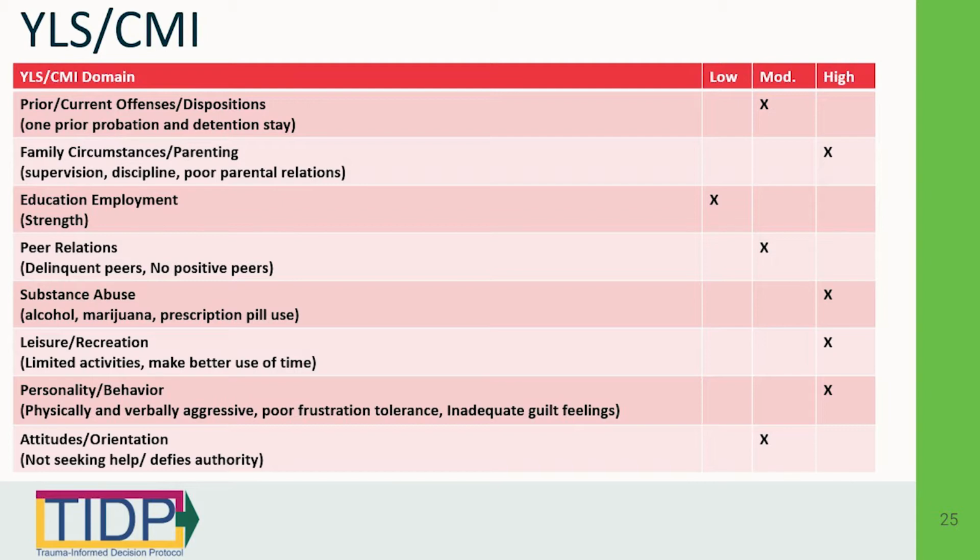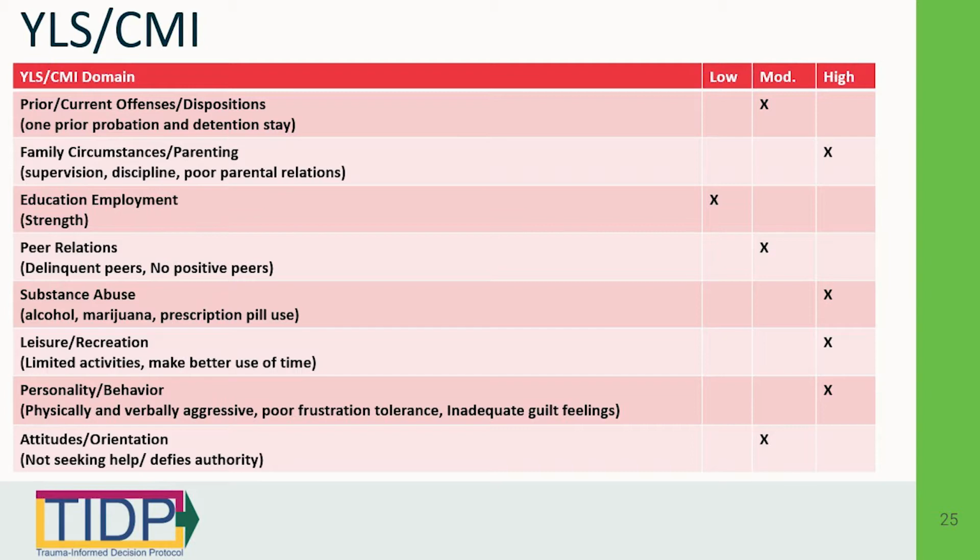Not surprisingly, likely given that description that I just provided, AJ scores in the high risk range for future delinquent behavior on the YLS CMI. And you can see here that he has a number of moderate and high need areas, including a moderate score on prior and current offenses, where the item level indications acknowledge that he does have one history of a prior probation and one prior detention stay.